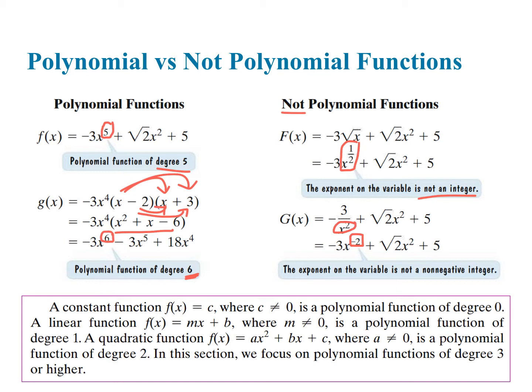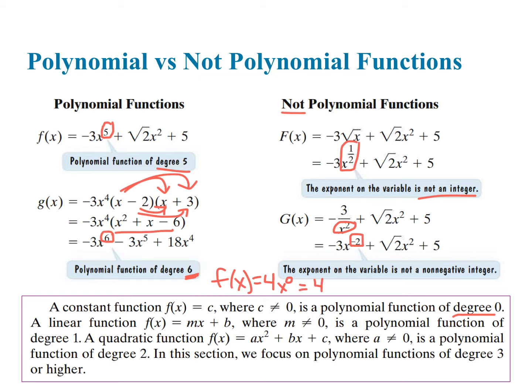Okay, and then I have this note at the bottom. So a constant function, if it's just f of x equals a number that's not 0, it is a polynomial function of degree 0. So that would be, let's say I have f of x equals 4. There's no letter on it, but you could technically say that's 4 times x to the 0, meaning there's 0 x's. So that's why it's degree 0. That is the same as just saying 4, because I have no x's.